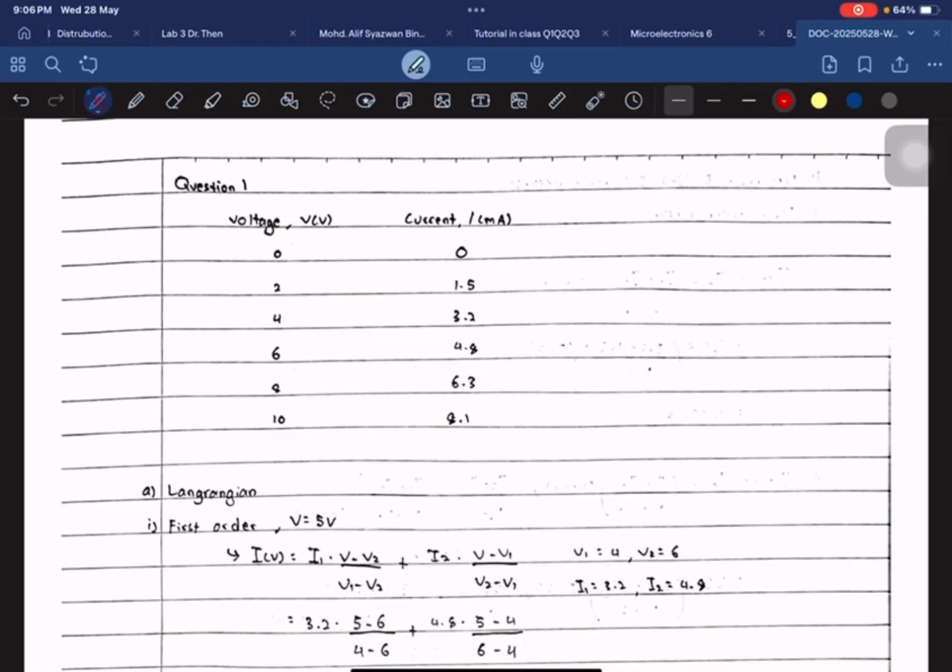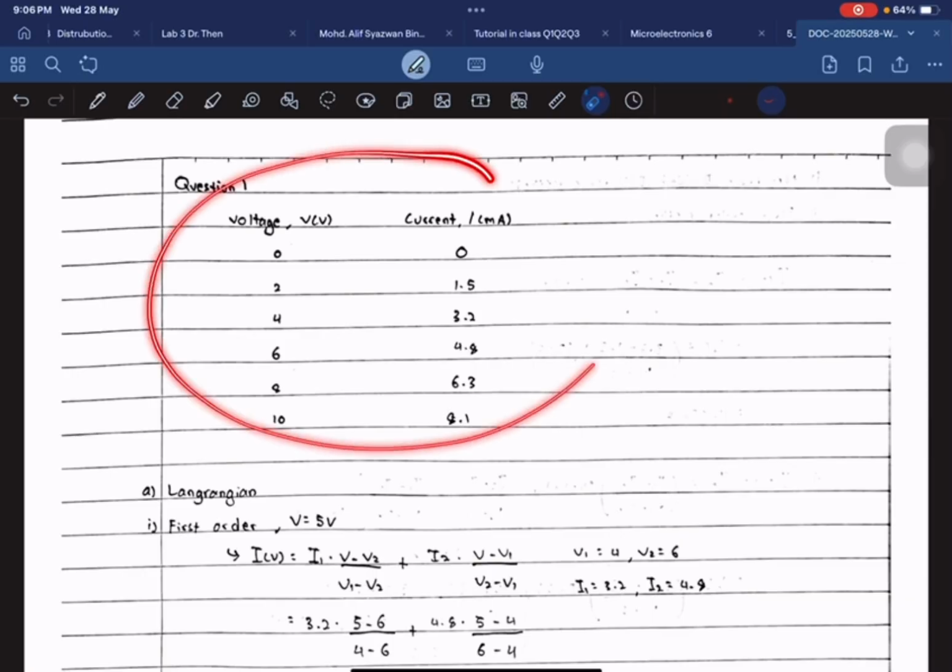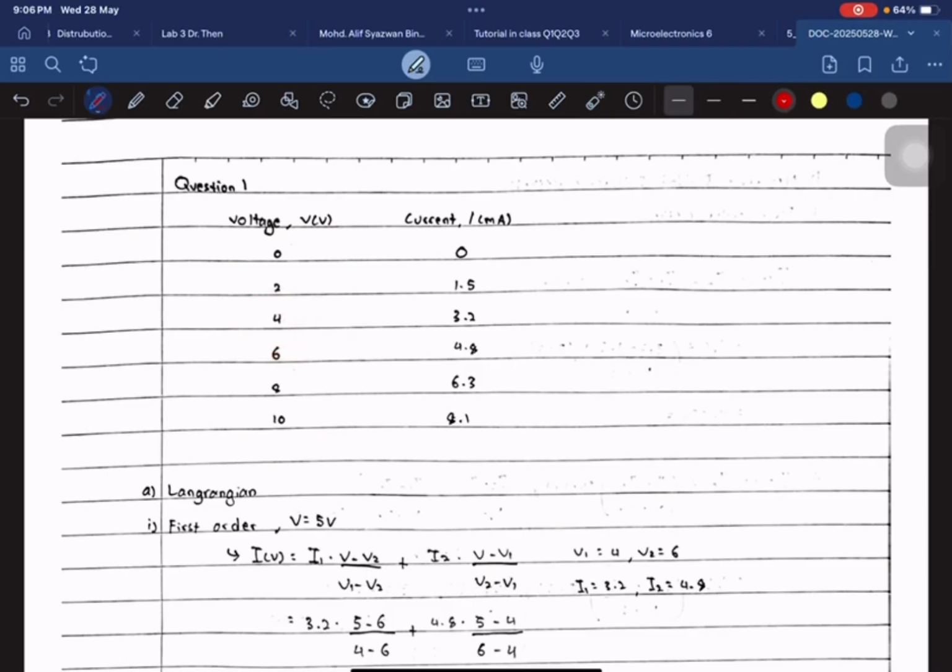So for this assignment, we are going to find the value of the current for the voltage of 5 volts. Based on the table given, there is no 5 volts in this column, but we do know there is 5 volts in between 4 and 6. So from here, we can put the voltage of 4 as V1 and the voltage of 6 as V2. Same goes for the current. This one will be I1 and this will be I2.